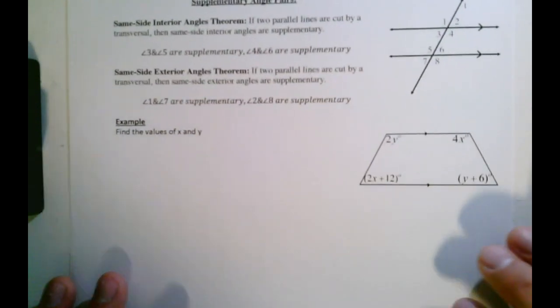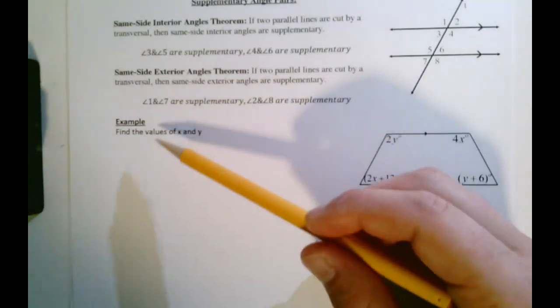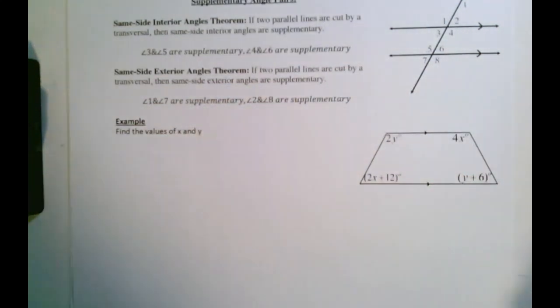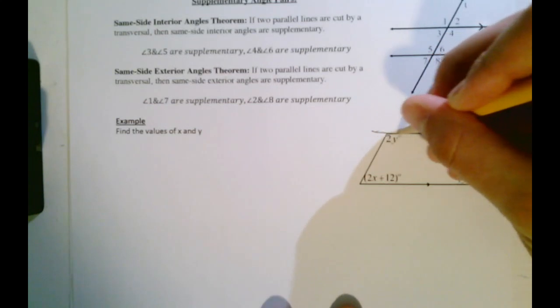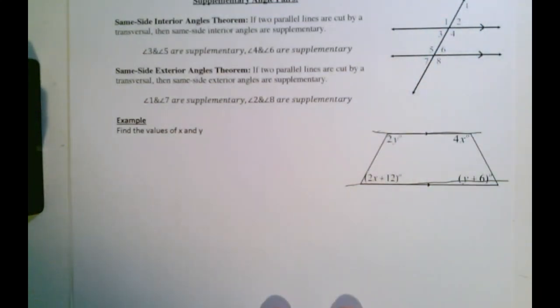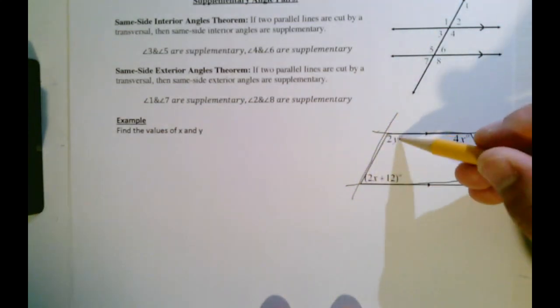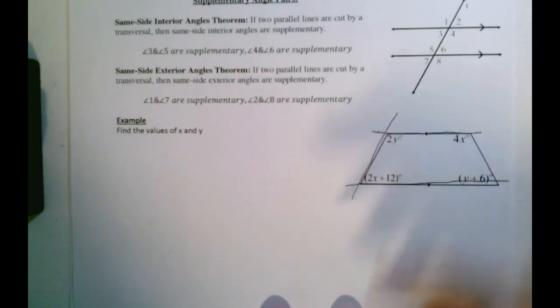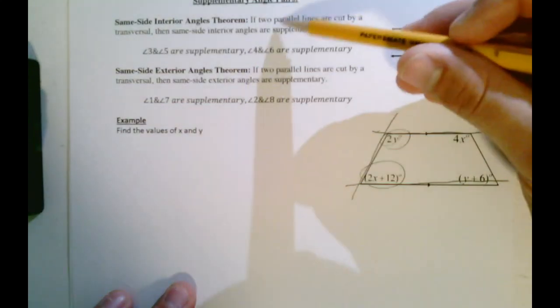So I'm going to work on this problem right here. It's going to require solving with a system. Right now I'm going to find the values of x and y. What I notice right off the bat is that although this is a trapezoid, I have a set of parallel lines running through the top and bottom here. And if I cut this line as a transversal, I have a relationship between this angle and this angle. That relationship is same side interior. So I could say these are supplementary, as seen up here, which means I can set them equal to 180.